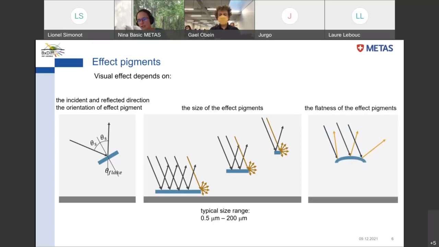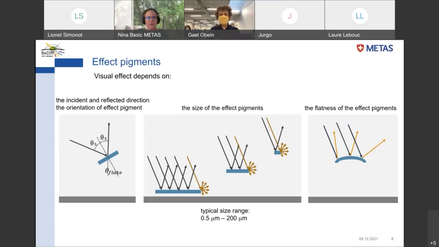Another thing that we have to take into account is the flatness of the effect pigments. Of course, we're drawing them very flat, but in reality, they're not completely flat. So we need to be aware of that fact. Of course, here on the right side of the image, the non-flatness is much exaggerated. It's never almost a half circle. It's just slight variations of the flatness.